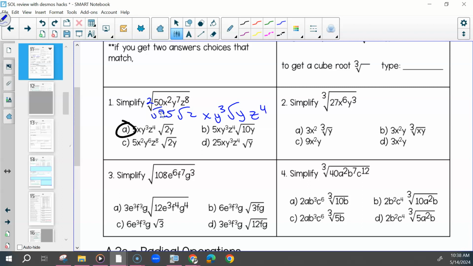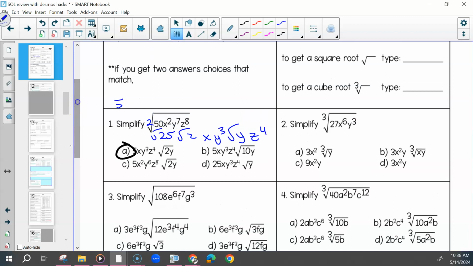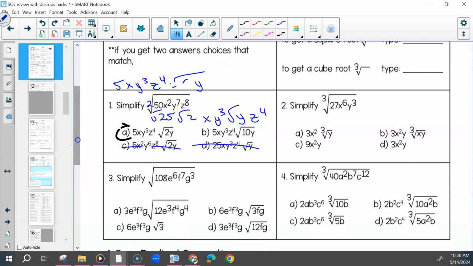So the square root of 25 would be 5, and everything on the outside would go next to the 5. So x, y to the third, z to the fourth, and everything still underneath the radical would stay there. So just looking at what I have so far, I could eliminate C and B. So it has to be A or B, and then what's left, 2y, not 2. So. Other questions?